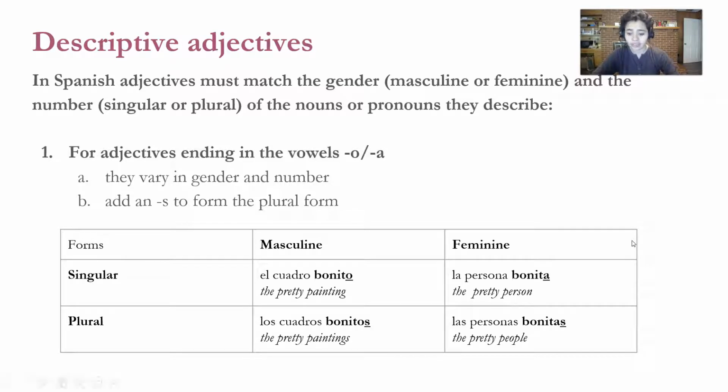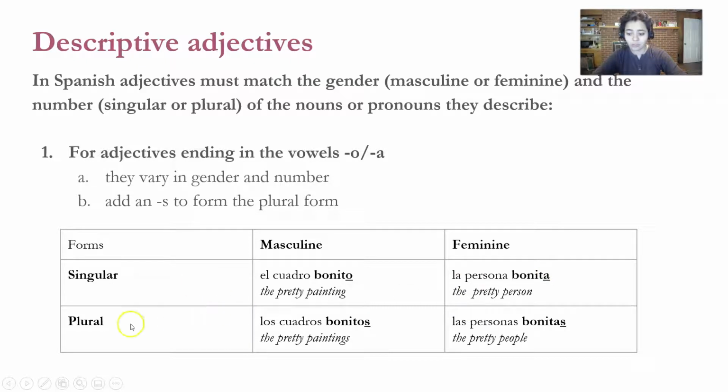So if you see in this chart, you can see el cuadro bonito. Cuadro is a masculine singular noun. So the adjective bonito, which means pretty, has to be also in the masculine and singular form. La persona bonita. La persona is a feminine singular noun. So the adjective bonita has to be feminine and singular.